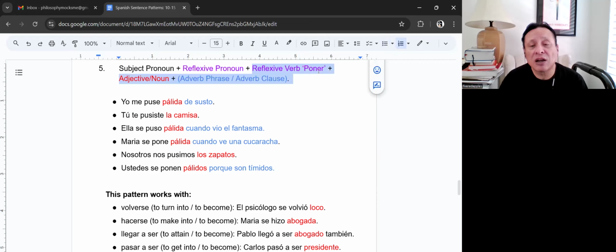Reflexive verb poner, or I'm going to put ponerse because that's the verb, ponerse. Okay, but we have to conjugate it. That's why I put it in these single brackets. You have to conjugate it, and you're going to take away the se and then conjugate it.